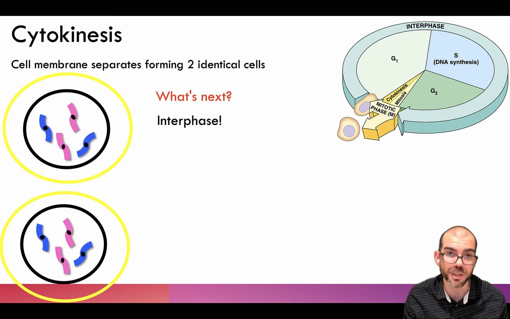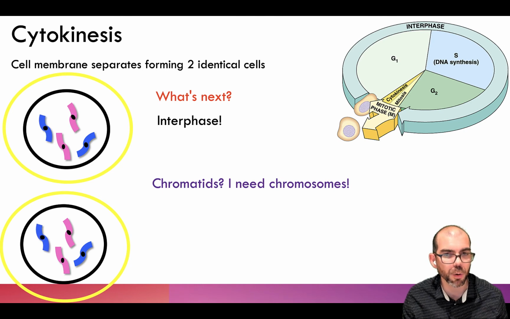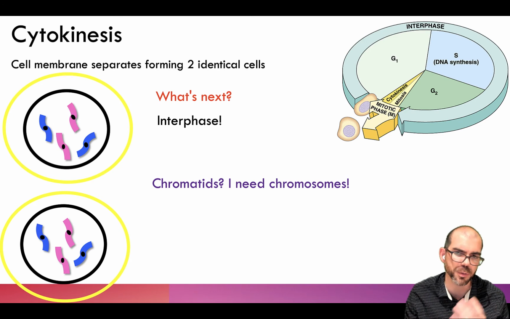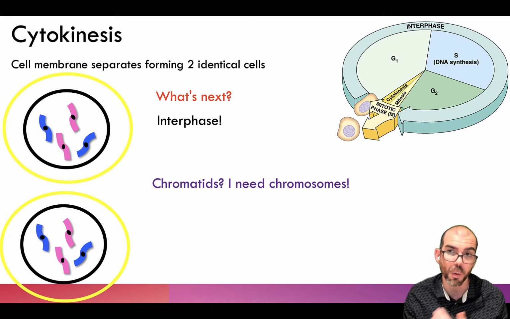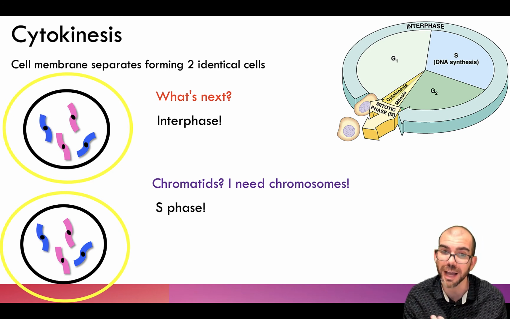Well, interphase. Both of these cells are now going to enter G1, where they get a little bigger, S and G2. But notice that we're left with chromatids. We need chromosomes if we're going to have identical cells. We started with 4 chromosomes. Well, that replication is going to happen during S phase. That is why DNA is replicating at that point during interphase.